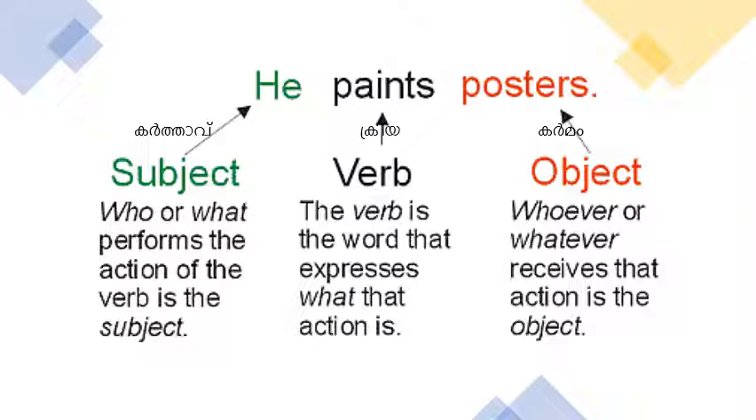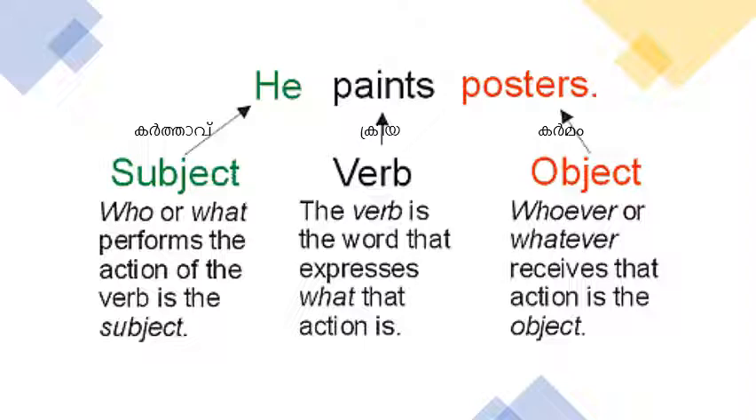Moving on to the next topic, we are going to study what is a subject and what is an object. What is a subject? Subject is the person who performs the action of the verb. Whoever does the action is the subject. He paints posters. He is the subject. He is the one painting the posters. And paints is the verb. The verb is the word that expresses what the action is. A verb denotes action.